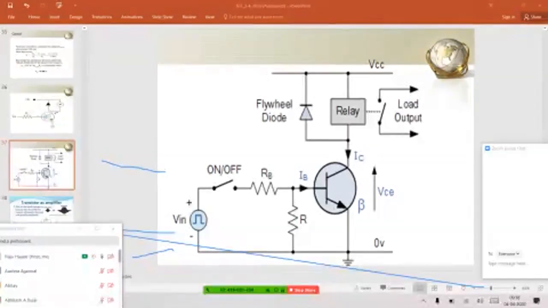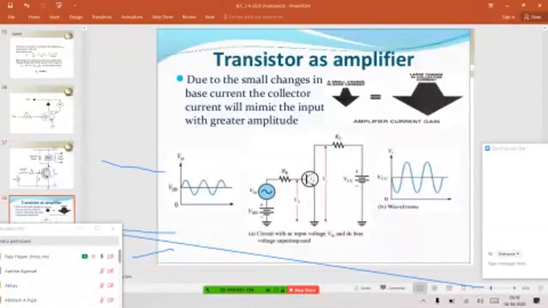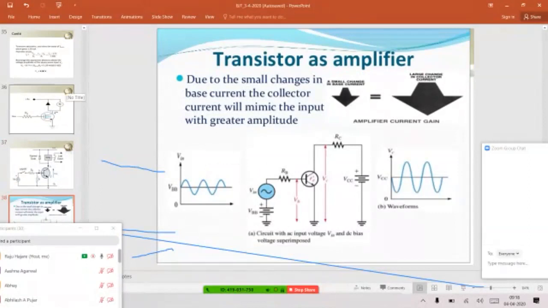So next, transistor as an amplifier. The next application is switch, which we have discussed. So transistor as an amplifier. How will a transistor work as an amplifier?